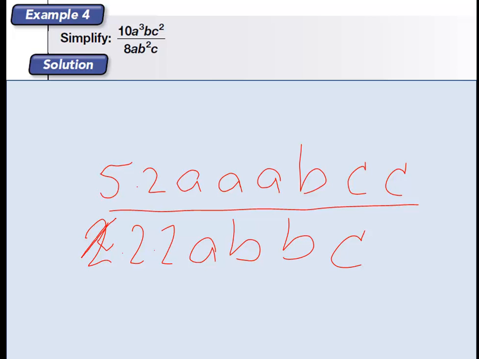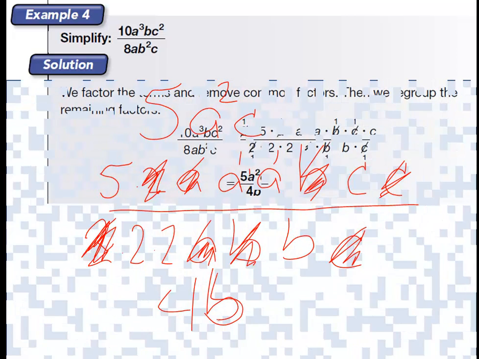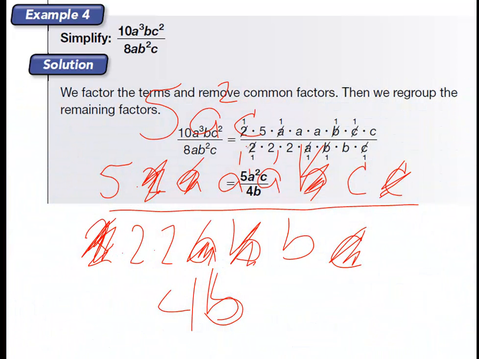Now I can start canceling them out, right? I get rid of that. I get rid of that. I get rid of that A with this A. I get rid of this B with this B. And I get rid of this C with this C. So what I'm left with on top is 5A. If I multiply those, I get A squared and a C. And on the bottom, I get 2 times 2 is 4 and a B. So my answer should be 5A squared C over 4B. Hey, there it is. How about that? We love it when we're right, right? 5A squared C over 4B.